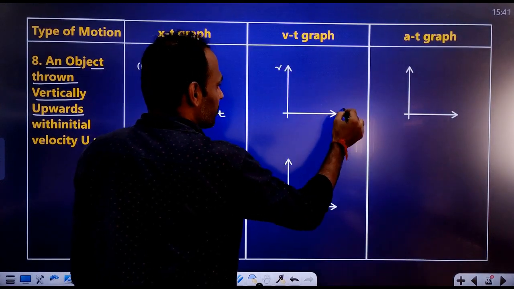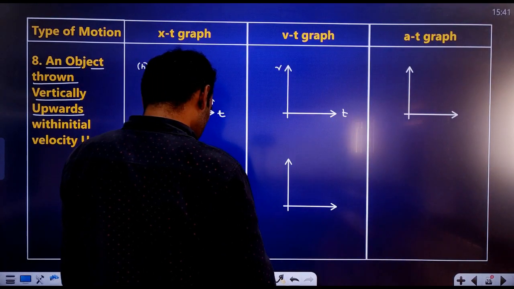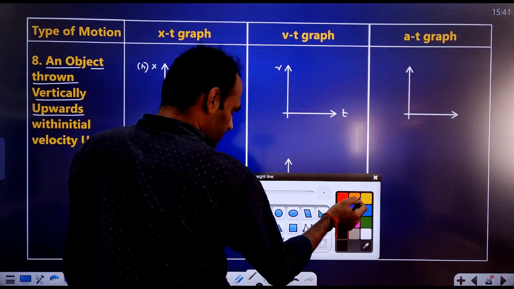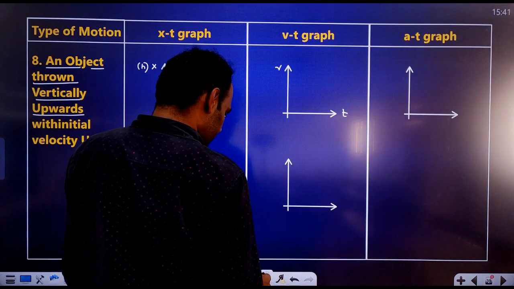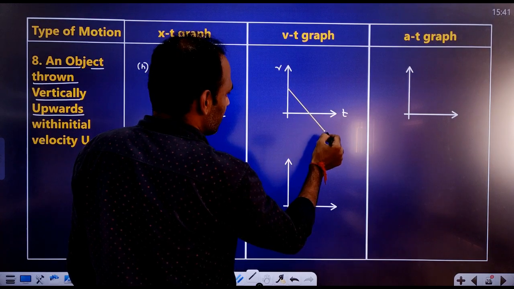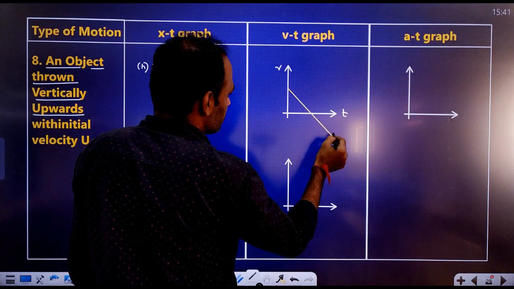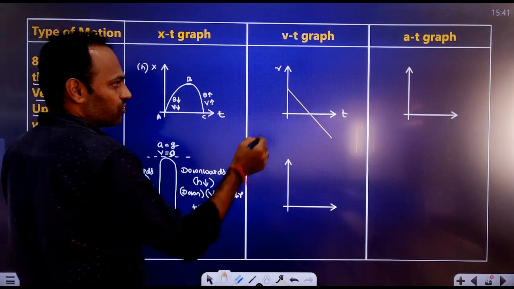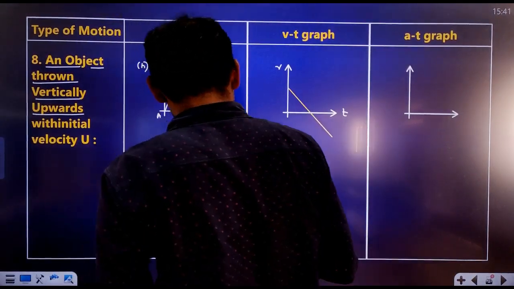So what should the VT graph look like? Velocity is positive and it is decreasing. So velocity positive and decreasing means it will be like this. This is positive and decreasing. Next, further negative. Velocity will be negative and it will be increasing, right? So the VT graph will look like this.